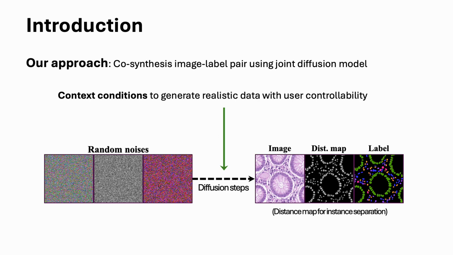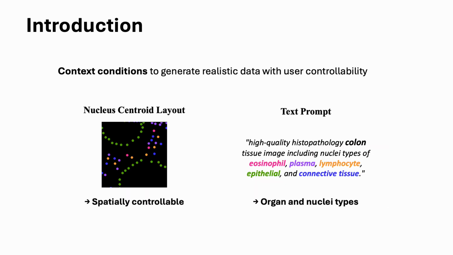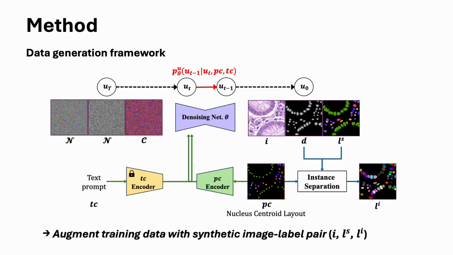Our approach uses a joint diffusion model for co-synthesizing image-label pairs, incorporating context conditions that allow for user controllability and generate realistic data. For instance, by using a nucleus centroid layout, we can spatially control the generated outputs. Furthermore, we incorporate text prompts to ensure the generated data aligns with specific pathological conditions such as organ and nuclei types. In our method, we augment the training data by generating synthetic image-label pairs using a joint diffusion process.